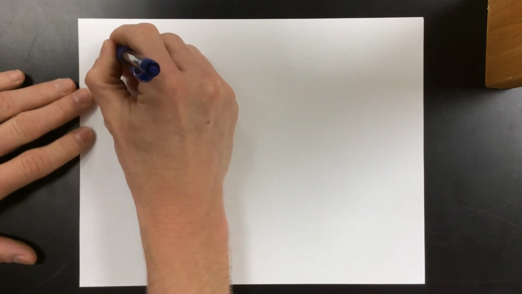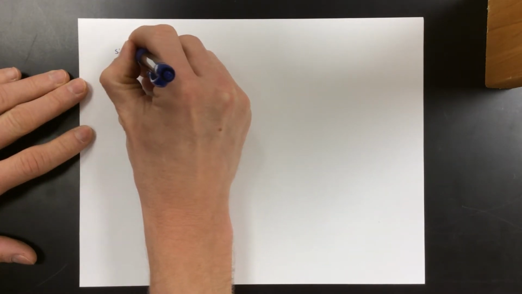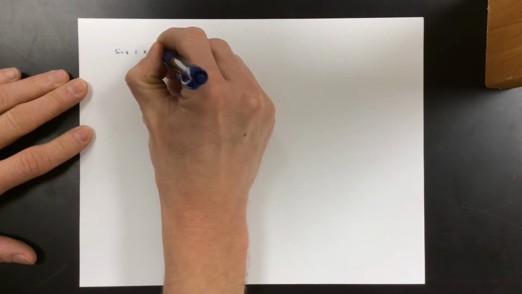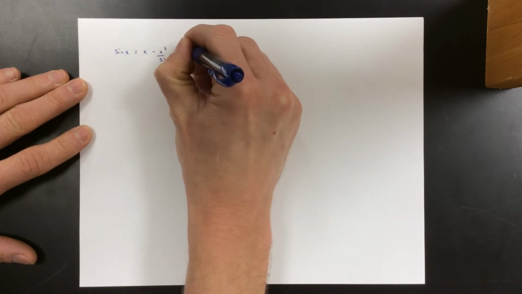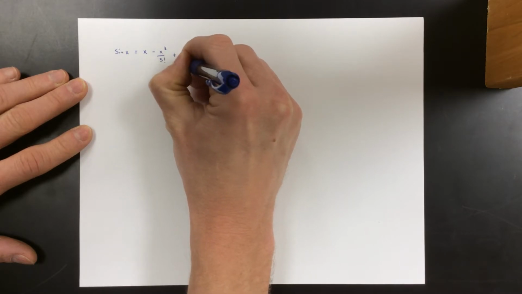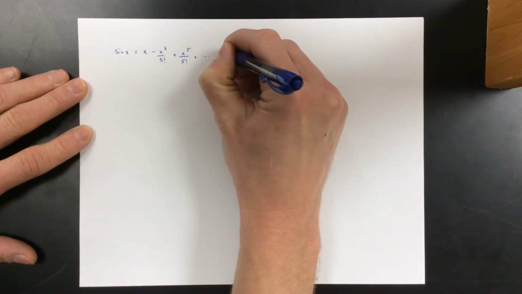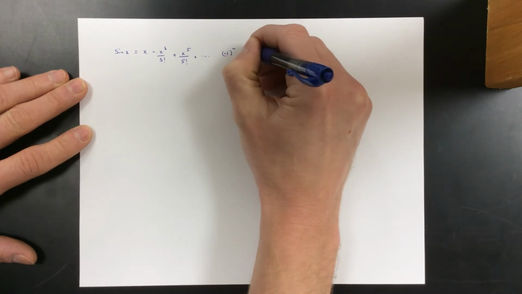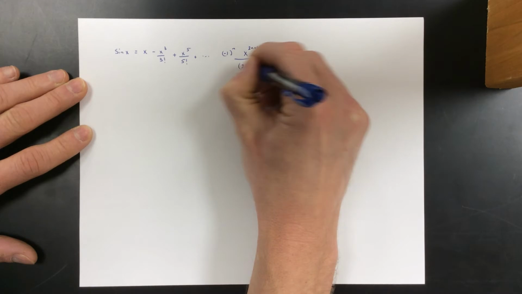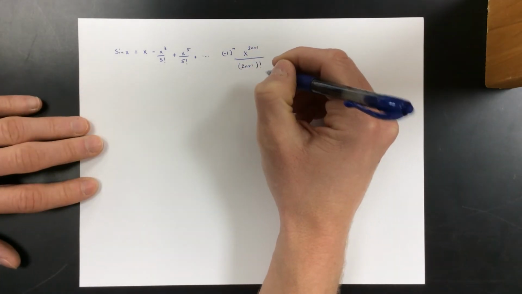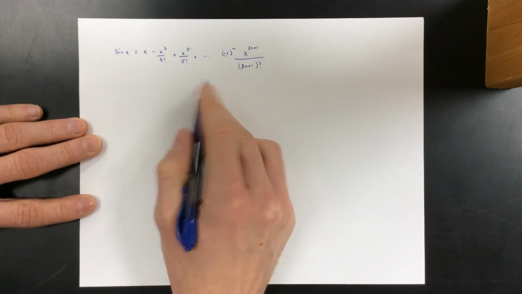We talked about this in class, and we'll build it in another video. But sine x is going to be x minus x cubed over 3 factorial plus x to the 5th over 5 factorial plus dot, dot, dot. So it's an alternating series that goes up by odd powers divided by the exact same corresponding factorial. And if I can do this, then I can do anything.